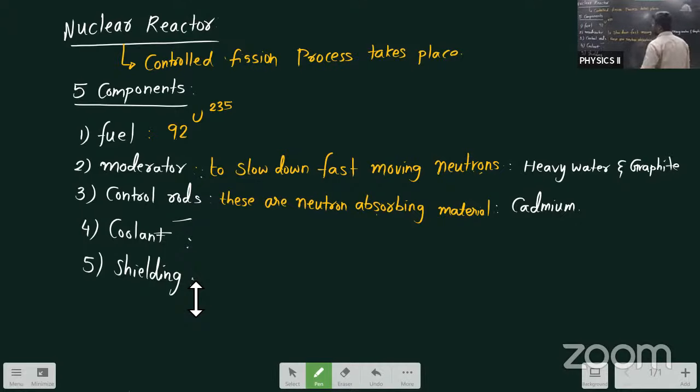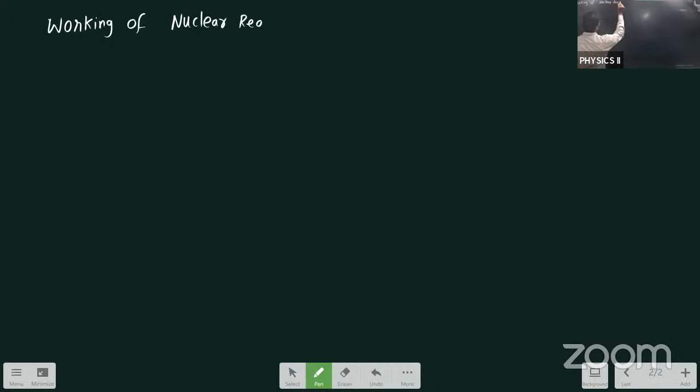After writing this component, what are those 5 components? Fuel, moderator, control rod, coolant, and shielding. After writing these components, you are supposed to write the working of nuclear reactor. So what are the points that you are supposed to write in case of working of nuclear reactor?